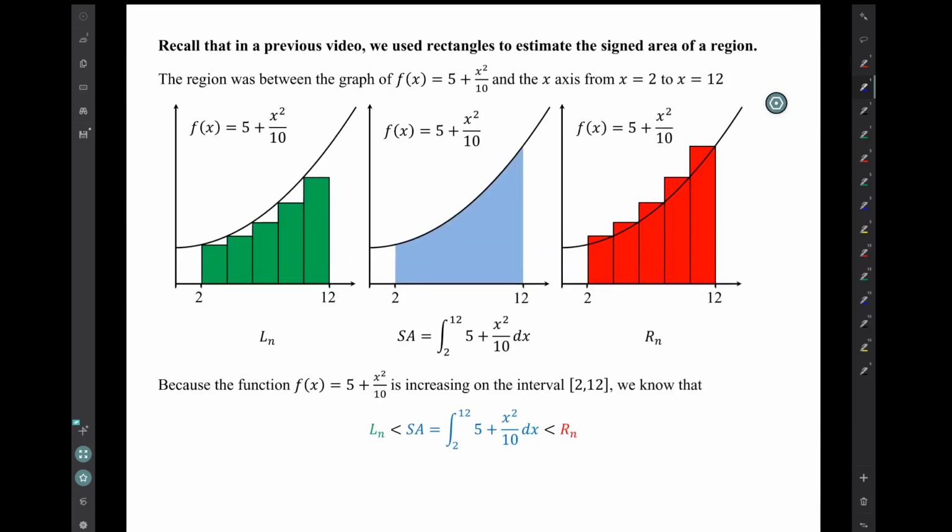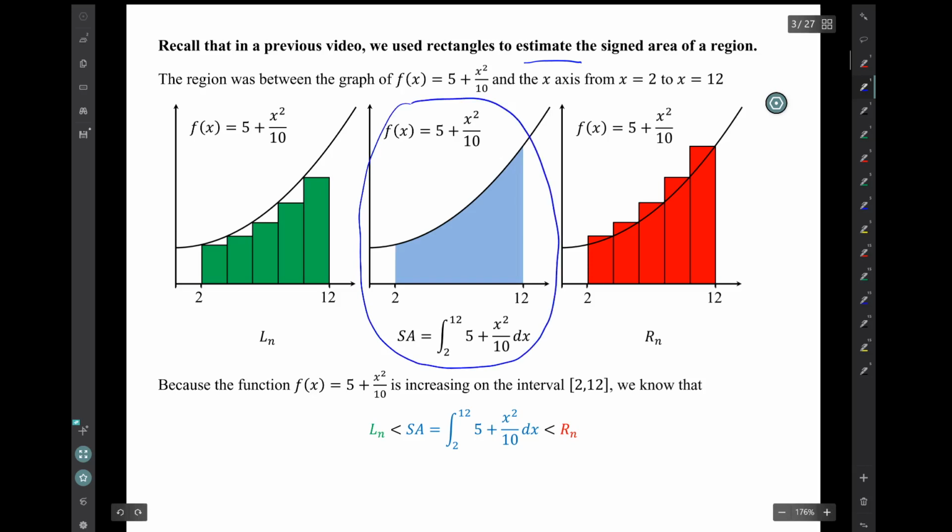Recall that in a previous video we used rectangles to estimate the signed area of a region. The region was between the graph of f of x equals 5 plus x squared over 10 from x equals 2 to x equals 12, so this blue shaded region. And that signed area is denoted by this definite integral symbol.